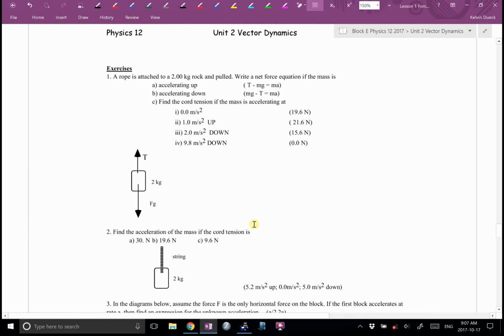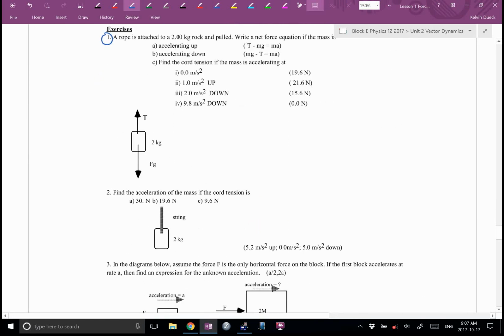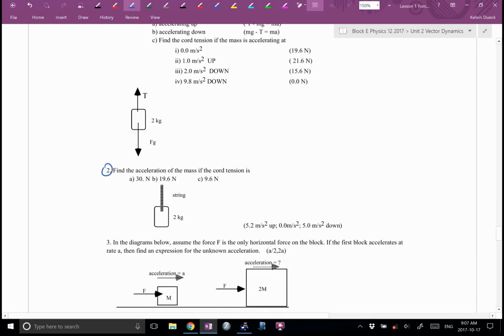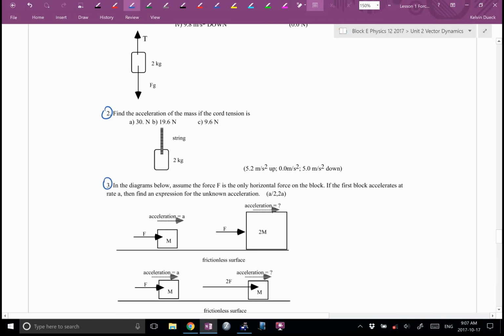What's your homework? Number 1. Find where that is. Number 2. 3. 3 is an algebraic question.